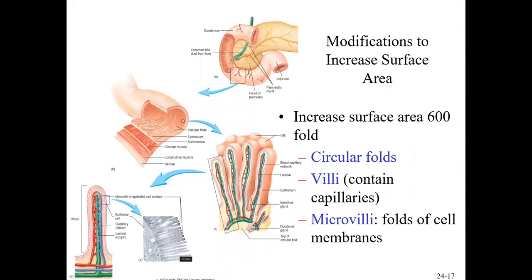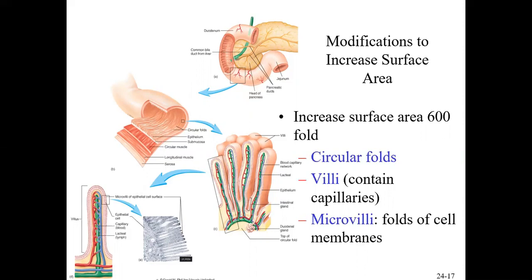Now, to help in the process of absorbing all of those nutrients that you digest back into the bloodstream, there's several modifications we'll talk about that help to increase the surface area on the inside of the small intestines. So, for example, if you were able to look on the inside, instead of being just smooth, you've got several types of modifications that help to expose more surface area. In this case, more surface area means more space for absorption of all these nutrients back into the bloodstream.